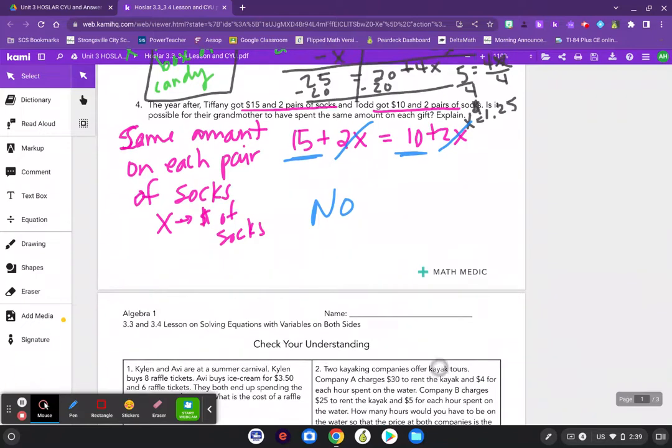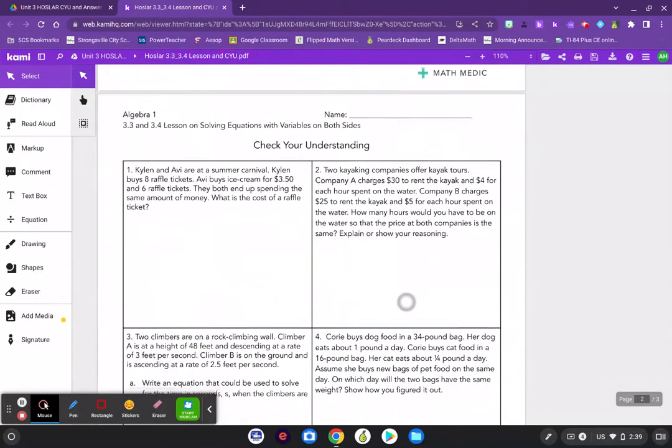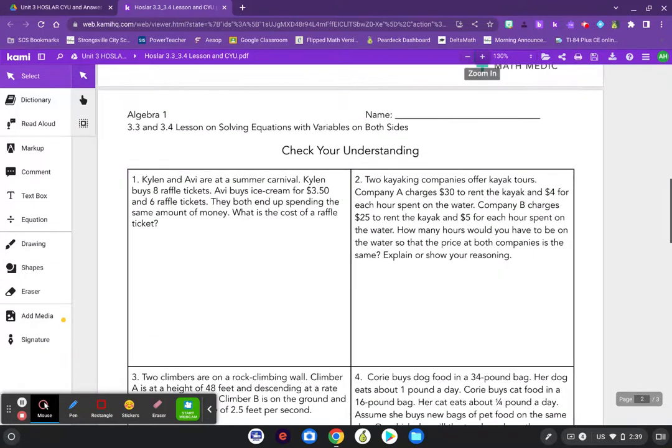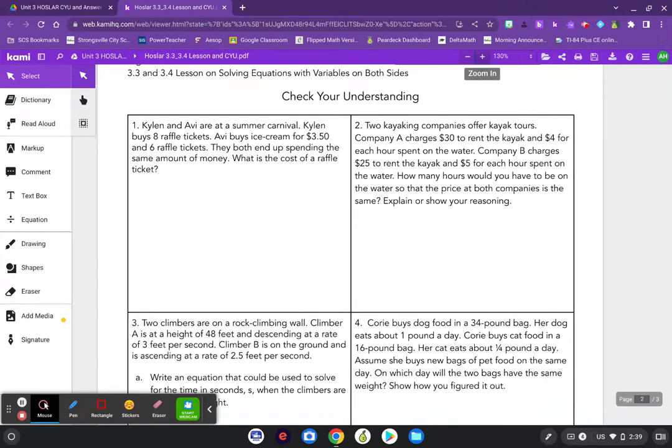So after we did these at the board, we came back to our seats and we worked through the check your understanding. And then we went through these in class. So I'll do just 2 of these, and then I'll let you set up a couple and give it a try on your own. I'll do this first one here.